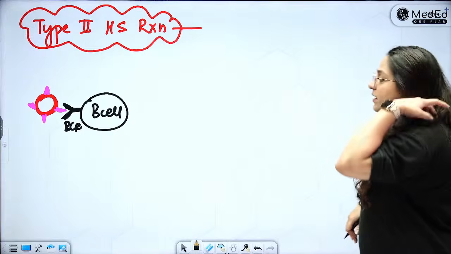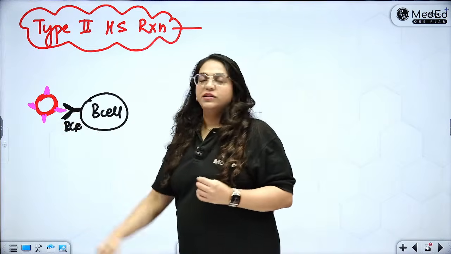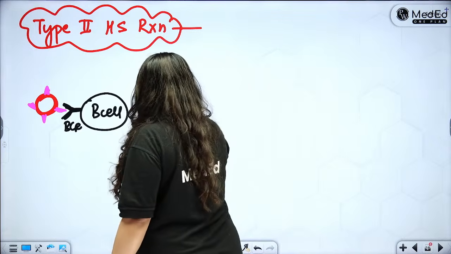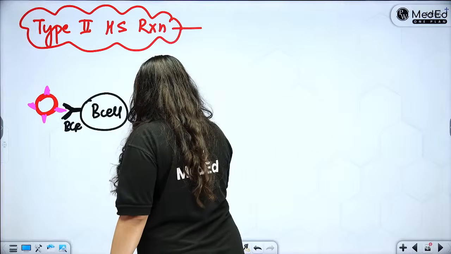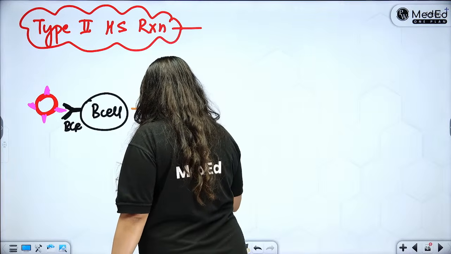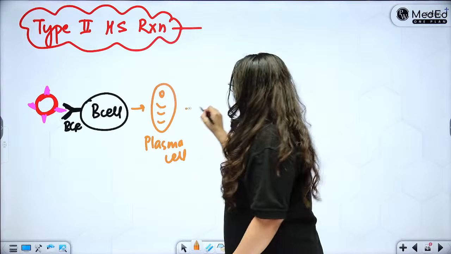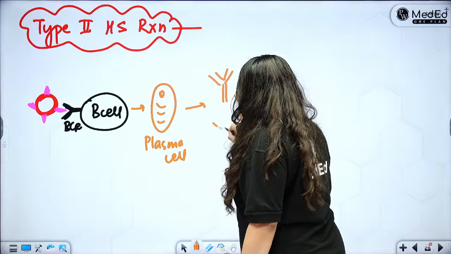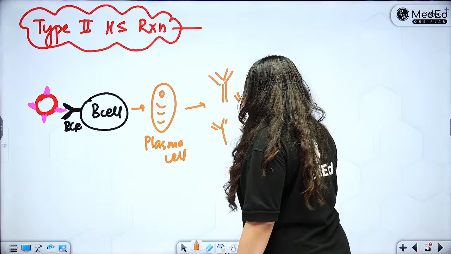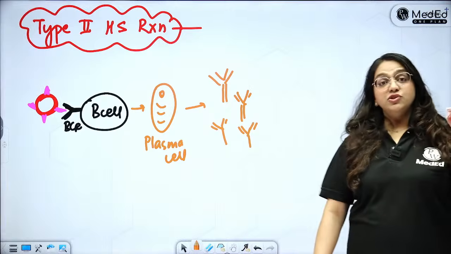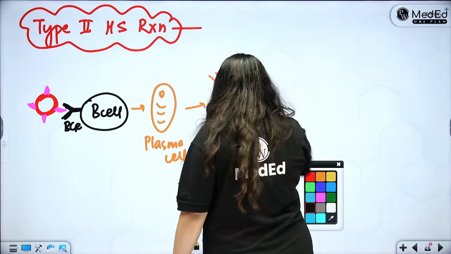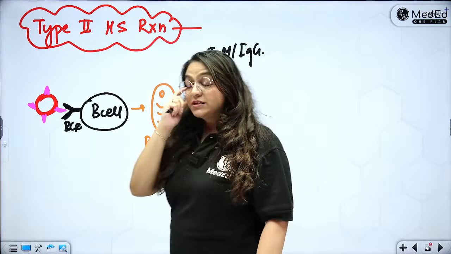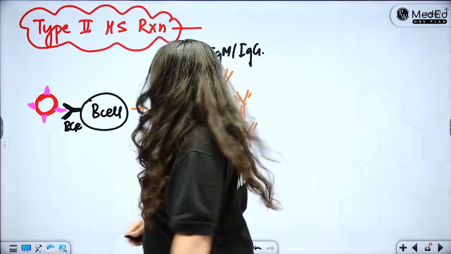So the B cell receptor recognizes the antigen on this cell. Now this B cell will activate into a plasma cell. Plasma cell will lead to antibody production. What are these antibodies which have now been produced? IgM or IgG antibodies have been produced. Now, how will they cause neutralization or killing? They will cause it by ADCC. What is ADCC?